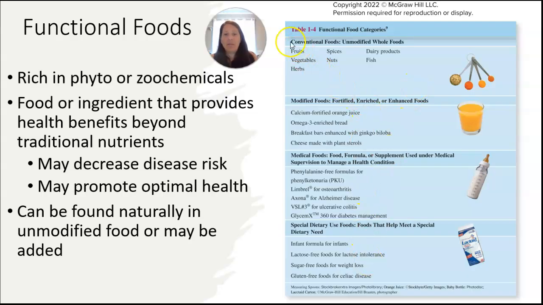Again, I'll just touch on the top one. These are conventional foods, unmodified, nothing's been added. Fruits, vegetables, spices, nuts, dairy products, fish, all are rich in either phyto or zoochemicals, which makes them functional foods. And again, you could have modified foods, fortified, enriched. There are medical foods that fall into this functional food category. And then there are special dietary foods, which again have ingredients that promote health and reduce disease risk. So we call them functional foods. So that's it for this first part of the chapter. It's the longest part.